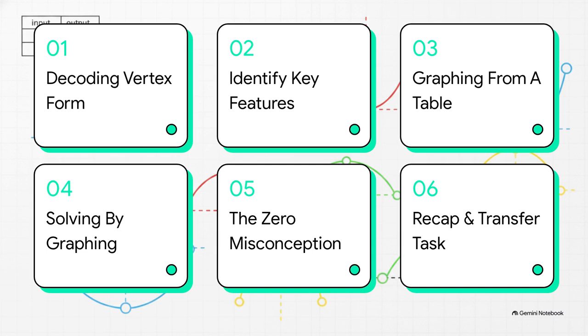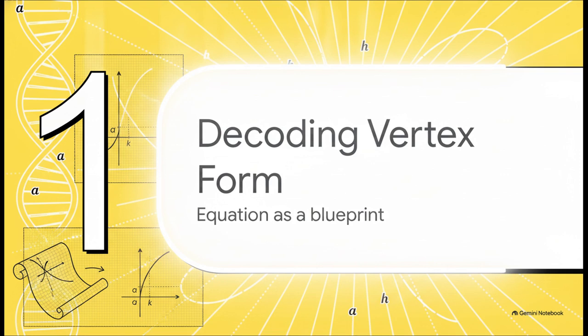Decoding vertex form, identifying key features, graphing from a table, solving by graphing, tackling the zero misconception, and finishing up with a recap and a transfer task. Section 1. Decoding vertex form.